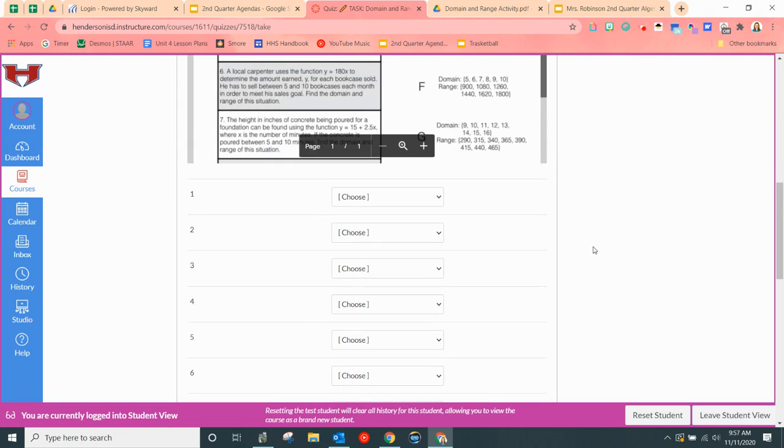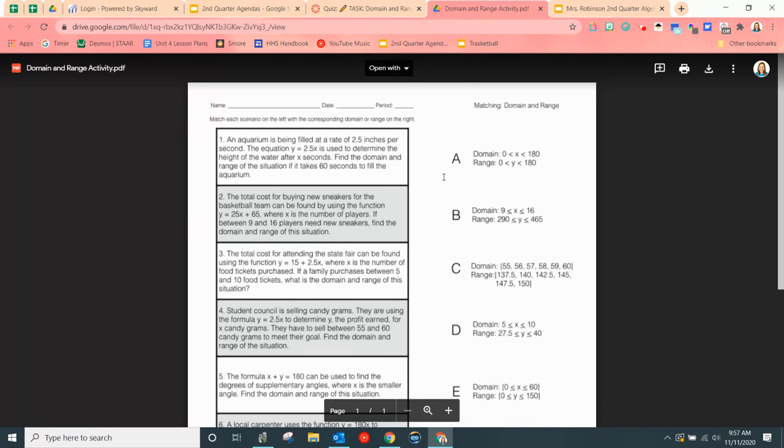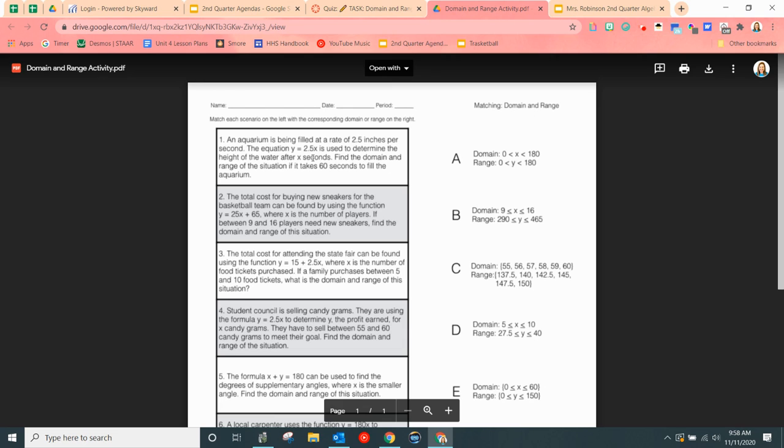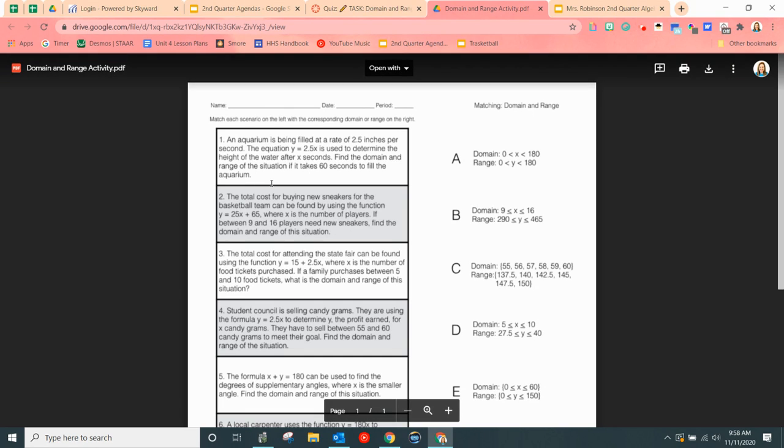Then you can scroll down, and here's where you're going to put your answer choices in. So for problem number 1, you're going to choose which one it matches. So an aquarium is being filled at a rate of 2.5 inches per second. The equation y equals 2.5x is used to determine the height of the water after x seconds. Find the domain and range of the situation if it takes 60 seconds to fill the aquarium.